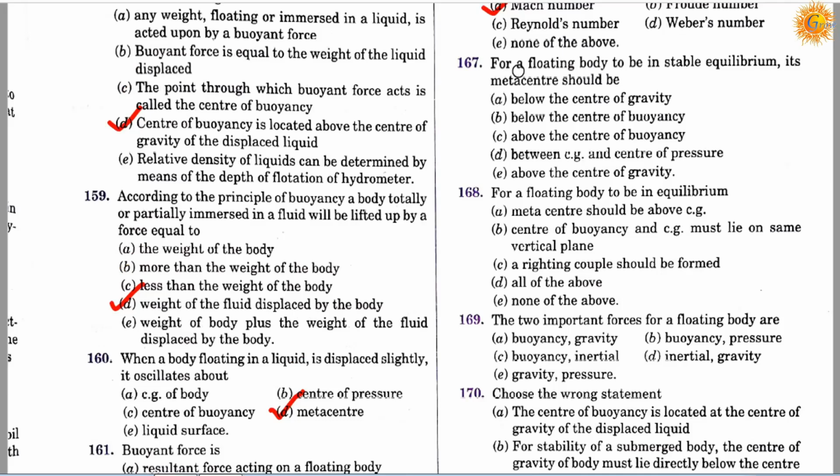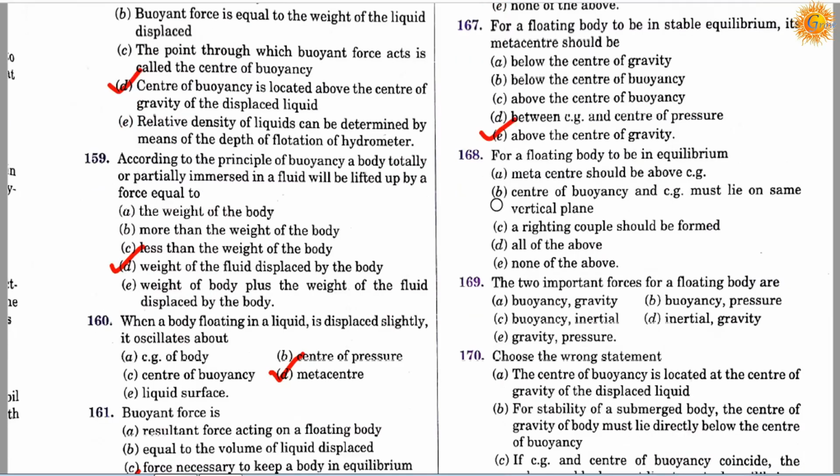Question number 167. For a floating body to be in a stable equilibrium, its metacenter should be: option A, below the center of gravity; option B, below the center of buoyancy; option C, above the center of buoyancy; option D, between center of gravity and center of pressure; and option E, above the center of gravity. So the correct answer is E, above the center of gravity.